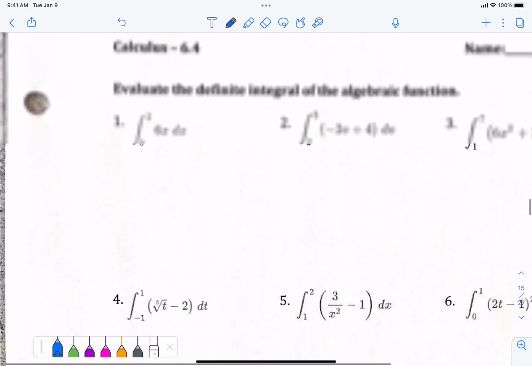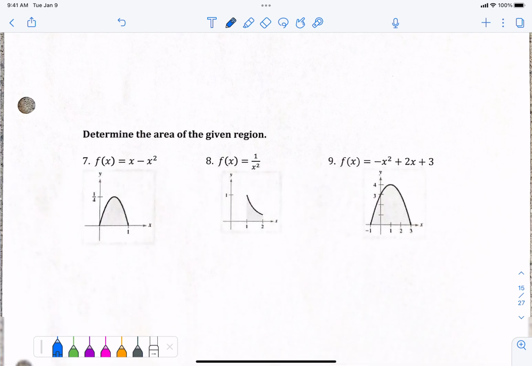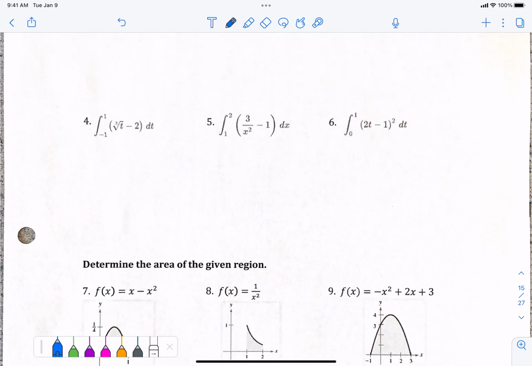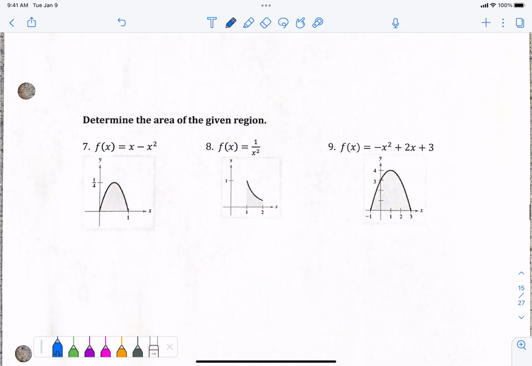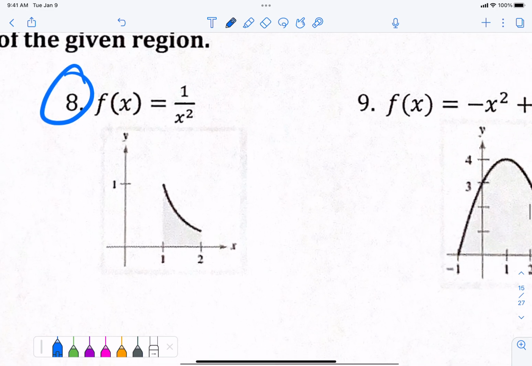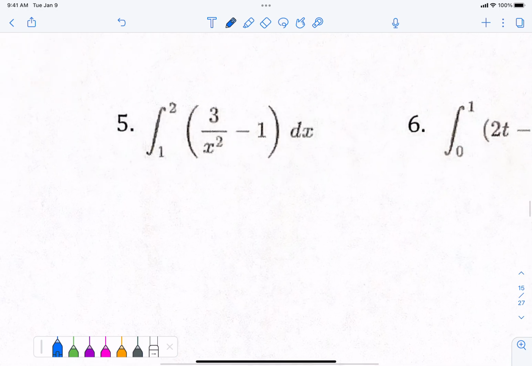All right, let's do this. Let's go and have you do the top 6. Yeah, you can do the first page, 1 through 9. I don't know how to do graphs. Let's do the graph ones. Let's do one of them together. Actually, 8 is going to be maybe the hardest one. Let's do 8 together, okay?